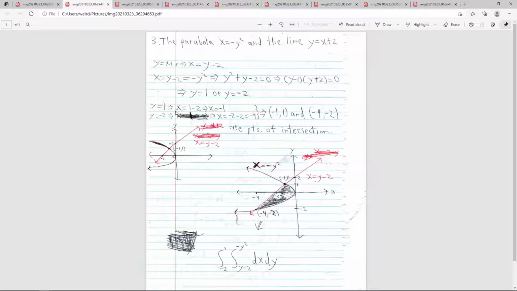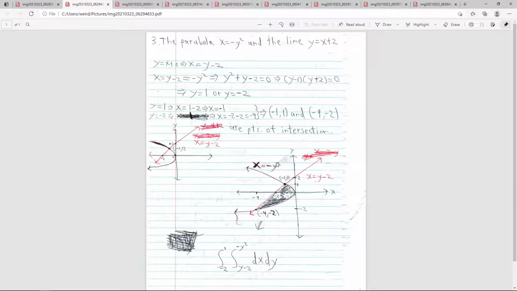When we plug them in, we get our x. Using x equals y minus 2, when y equals 1, x equals 1 minus 2, which is negative 1. And for y equals negative 2, x equals negative 4. So negative 1, 1 and negative 4, negative 2 are your intersection points, as shown here.